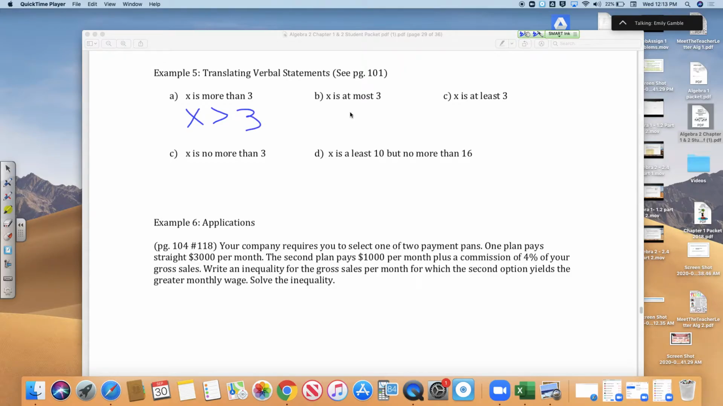X is at most 3. So the biggest number it can be is 3. So that would be the opposite. It's less than, but it's also equal to since 3 is a solution.